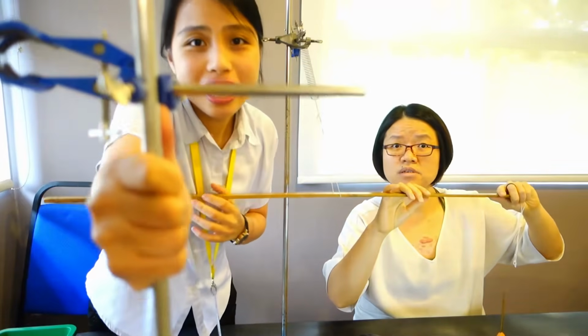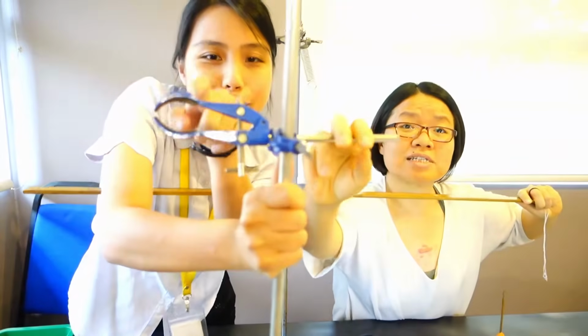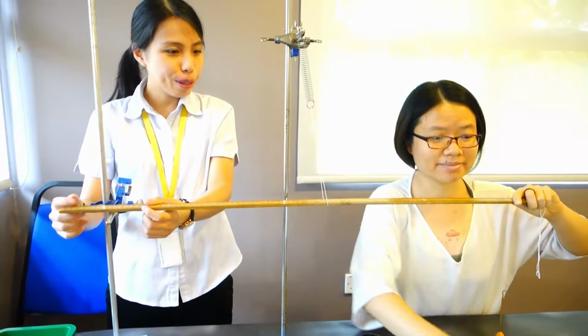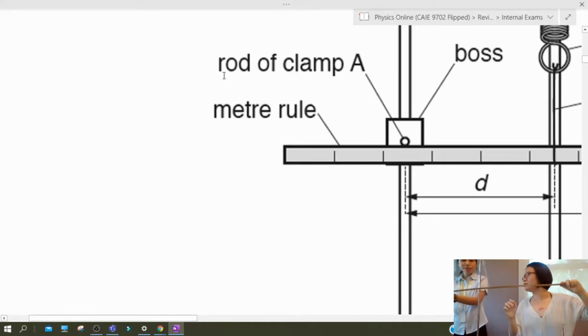Rod. This is rod. This metal here. Oh, this is clamp. This is rod. Okay, now correct. Then for on top. Rod. Below, sorry. Below on top. The ruler is below the rod.